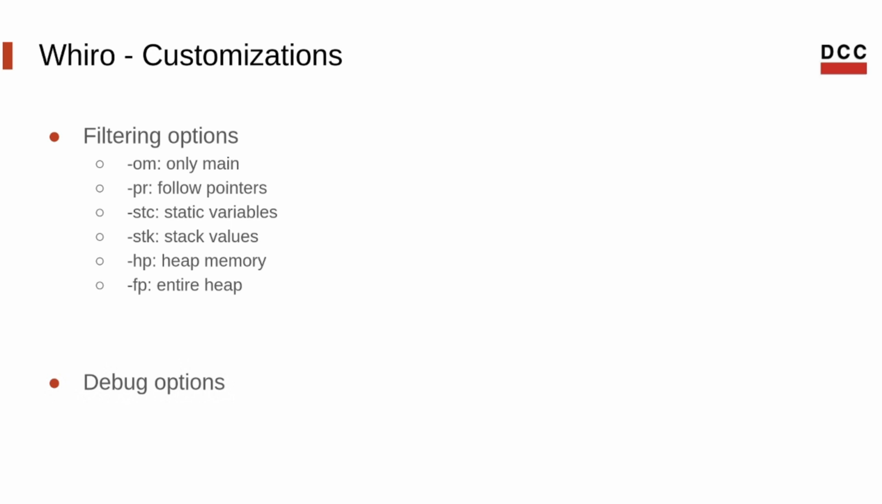And we have the debug options. Those are Memon that will show what Whiro is doing during the instrumentation time, and we have TT that shows information about the types that Whiro is collecting and will use to report the values of a program.